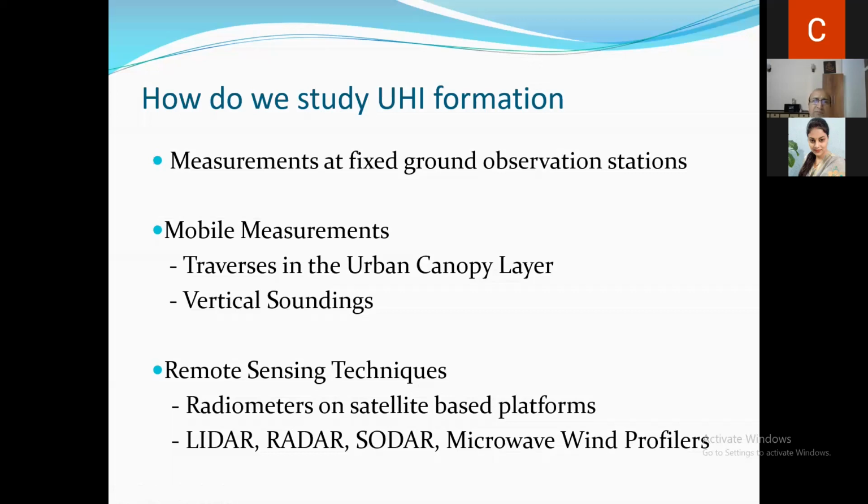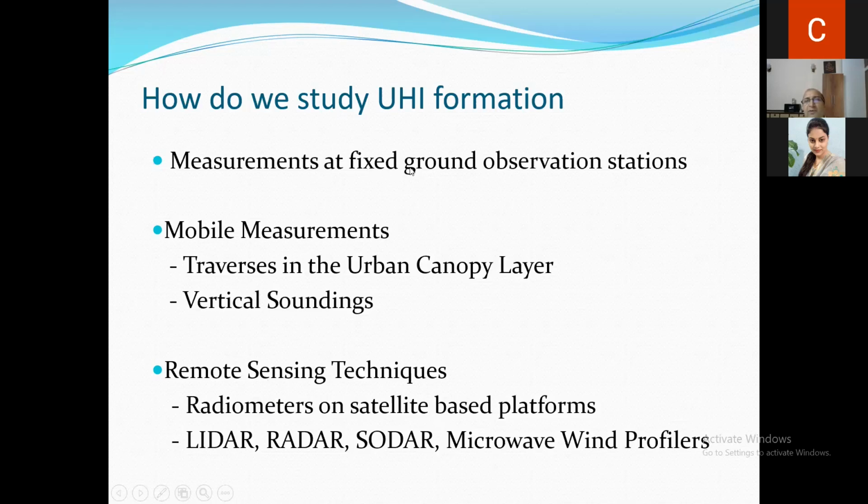So there are several satellites which detect the thermal radiation emitted from the Earth's surface, and based upon some algorithms, we retrieve what is called the brightness temperature, and from the brightness temperature we derive what is called the land surface temperature. So satellite-based platforms would essentially give you the land surface temperature, or LST.